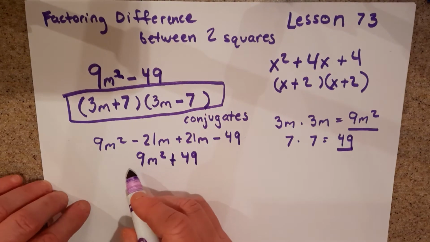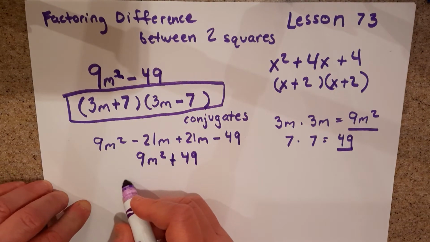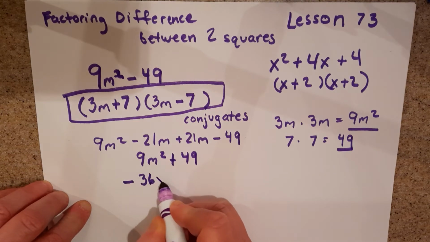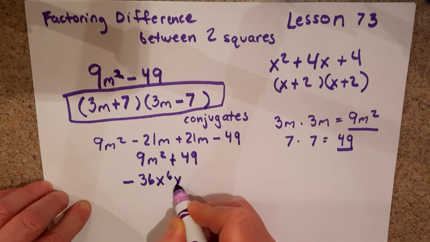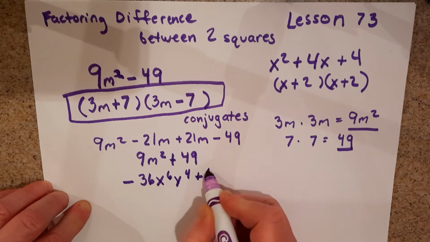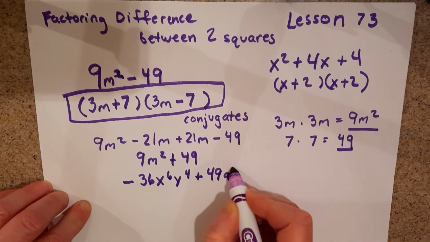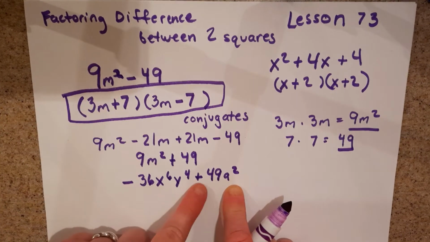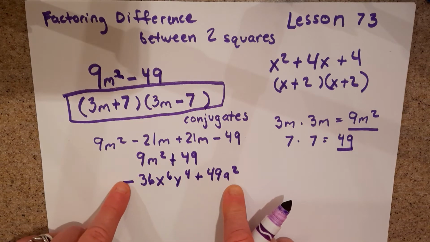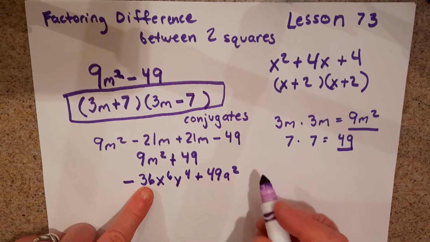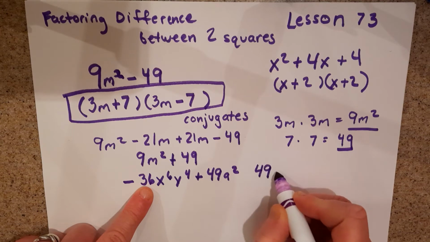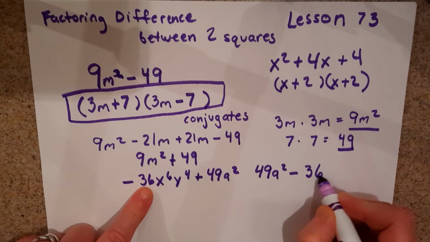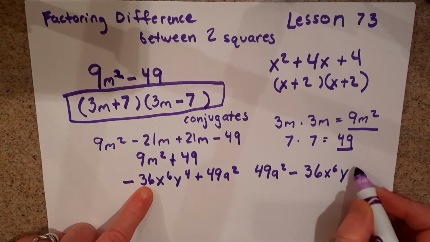Let's try one more to make sure that you got it. So let's try one that's a little more difficult. I have negative 36 x to the 6th, y to the 4th, plus 49 a squared. The first thing that we notice is this is not written in this form. This is written as an addition problem with a negative term in front. We need to switch these around. We need to write it as a difference of two squares. So we will write it as 49a squared minus 36 x to the 6th, y to the 4th.